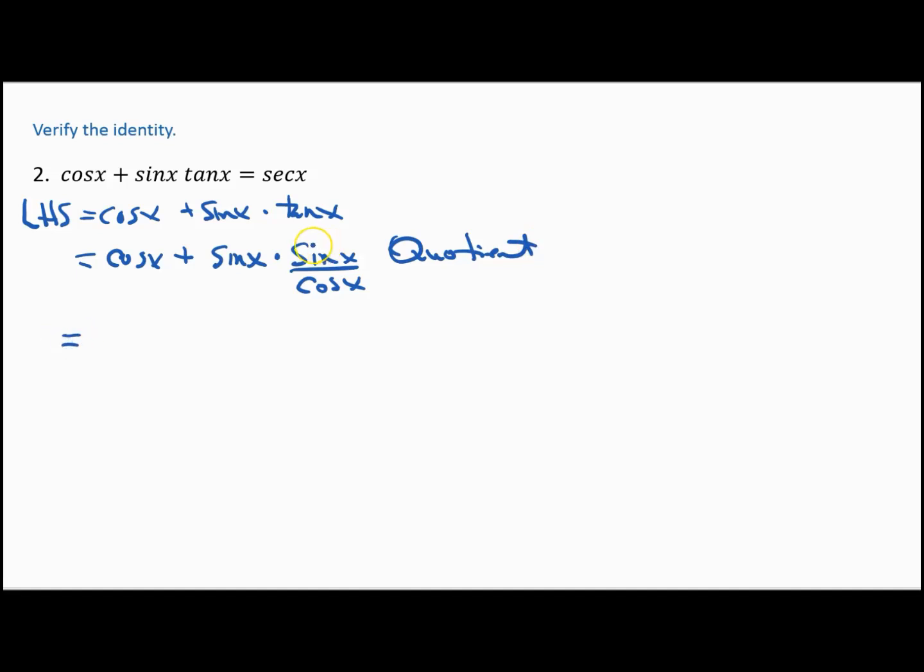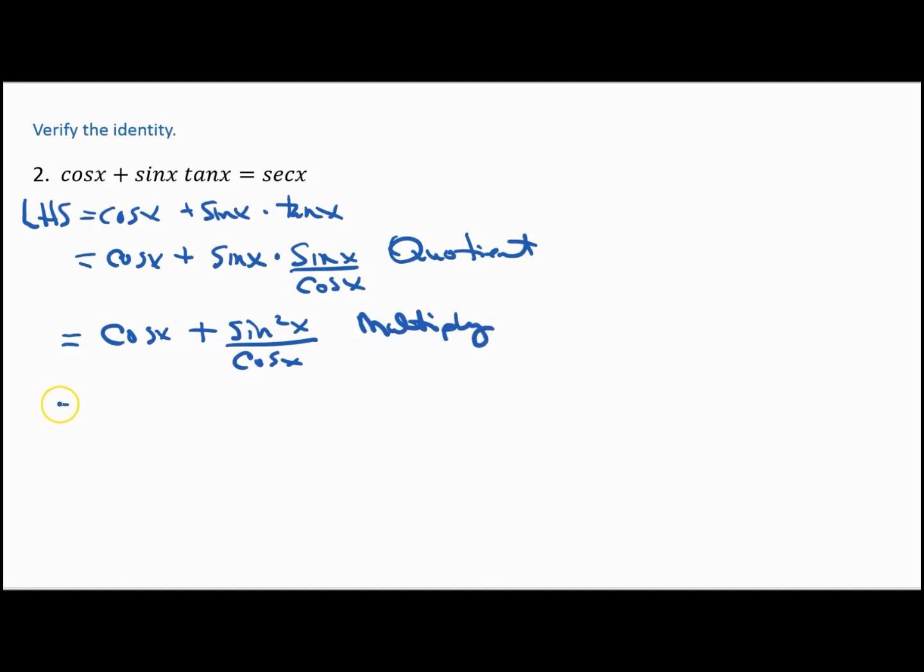All right, now I'm going to multiply this sine of x times sine of x together. When you multiply fractions, it's numerator times numerator, and there's a 1 down here, denominator times denominator. So I have cosine of x plus sine squared of x over cosine of x. And again, the explanation there is I just multiplied.